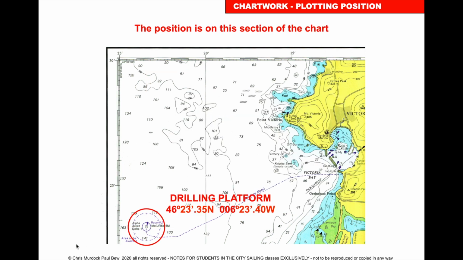So the position of 46 degrees, 23.35 north and 006 degrees, 23.4 west is the drilling platform Alpha Juliet Delta on the top left hand corner of your chart. There it is, plotting your position by latitude and longitude.